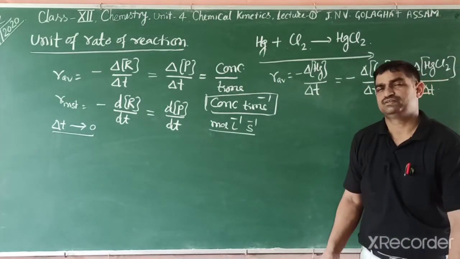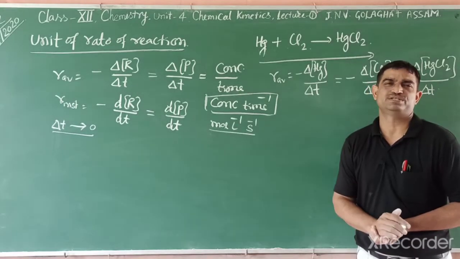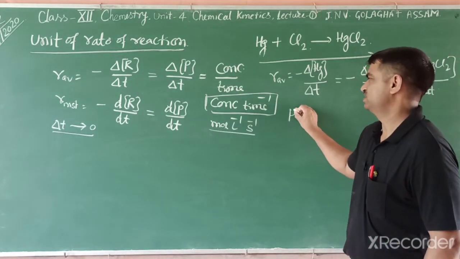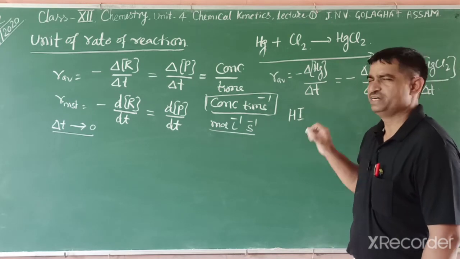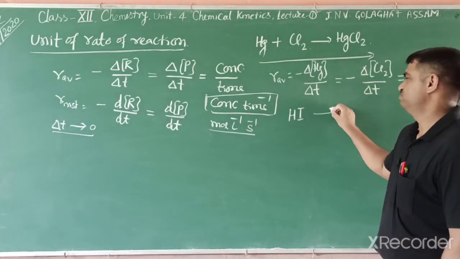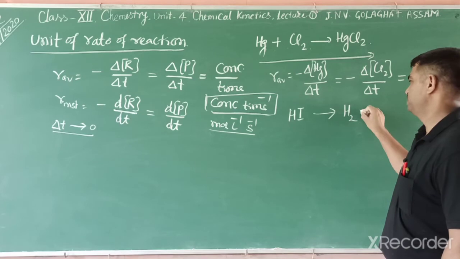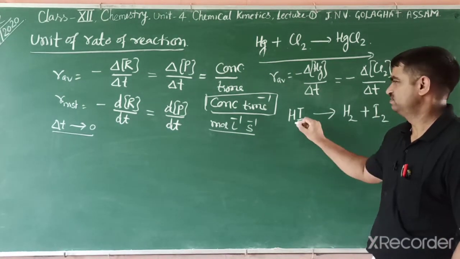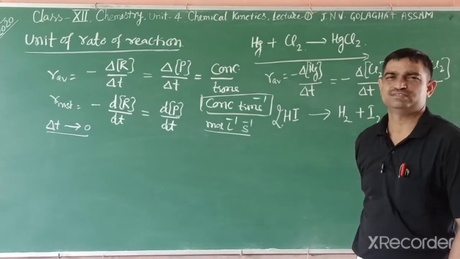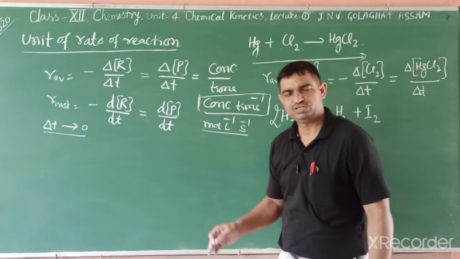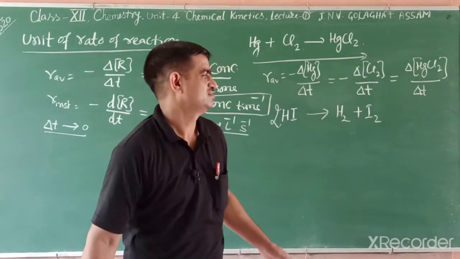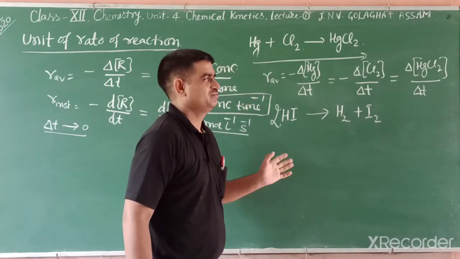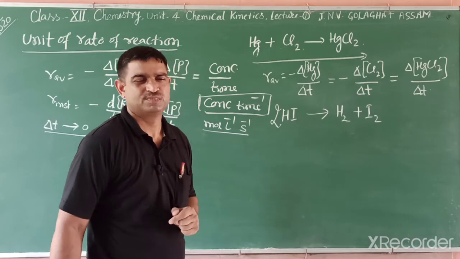But what happens if a reaction's stoichiometry is not equal, like this one? A reaction occurs in which hydrogen iodide decomposes into hydrogen plus iodine. When we balance this reaction, we can write it in this way. So this decomposition of hydrogen iodide converts into hydrogen plus iodine. So how can we write the rate for this reaction?